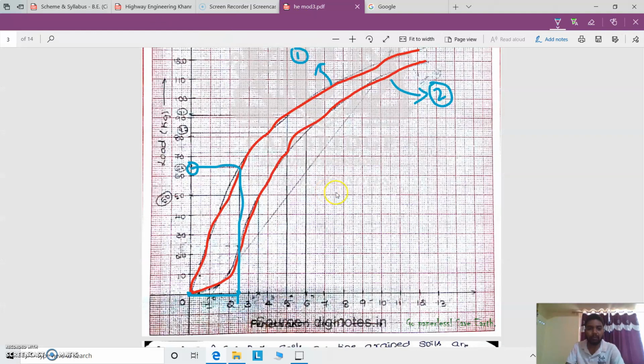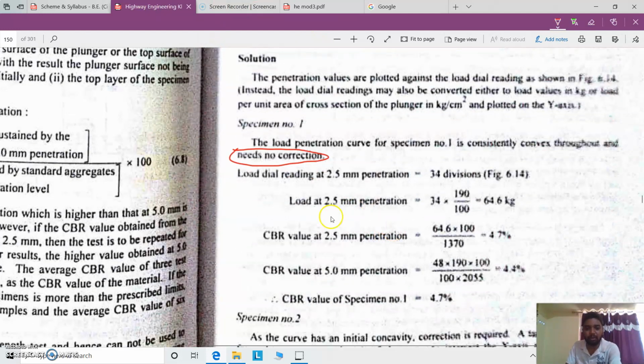And again, when you plot the graph, you will end up with 34 divisions only for curve 1, right? And here for 2.5 mm penetration, we need to convert to kgs. That kg will be 190 by 100; 100 is the divisions and 190 is the kg. So 34 divisions giving 1.9 kg each will be equal to 64.6 kgs. 64.6 kg for 2.5 mm penetration for specimen 1.